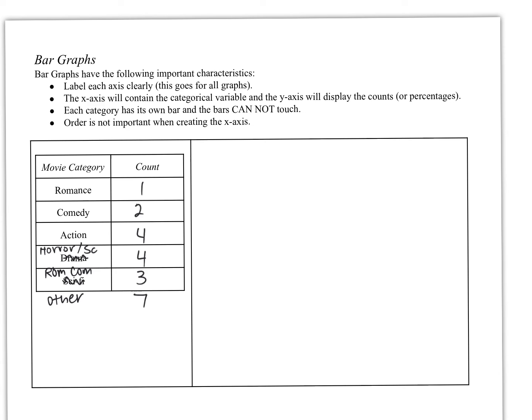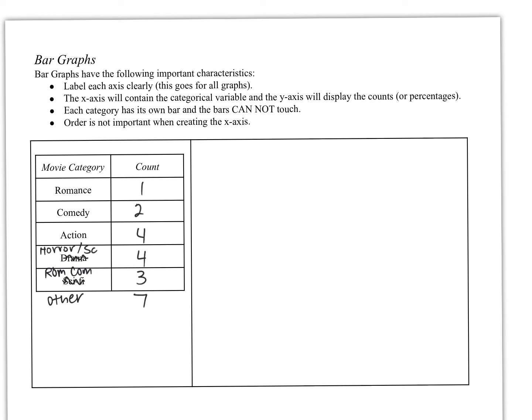Next, each category has its own bar, and the bars cannot touch. A key thing here is that the bars cannot touch. We are going to take a look at histograms for quantitative data, which are very similar to bar graphs, and those bars do touch, so it is important to distinguish between a bar graph and a histogram. And lastly, order is not important when creating your x-axis because it is categorical, it's not numerical, so the order in which you do it does not matter.